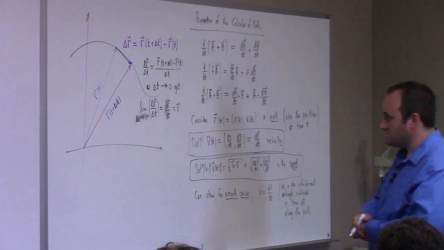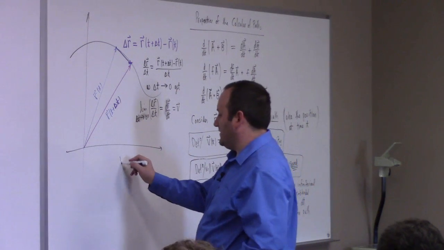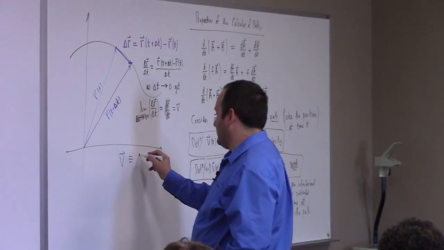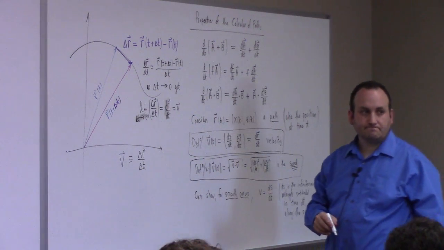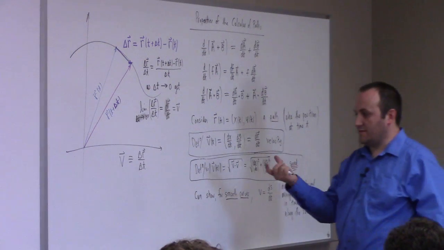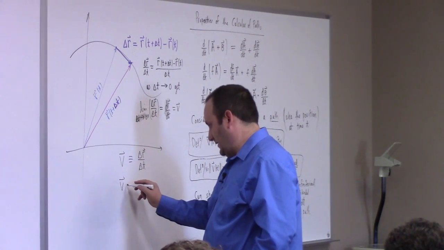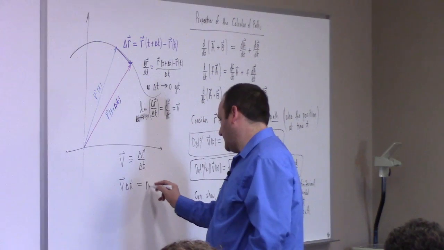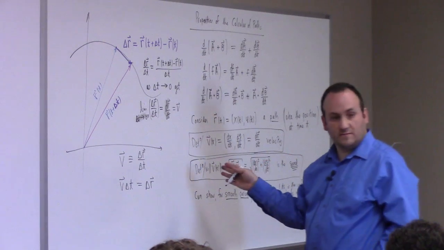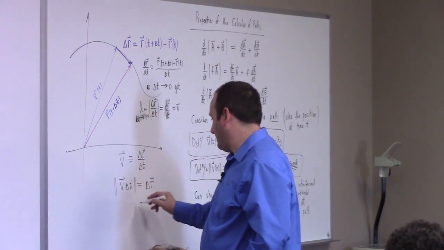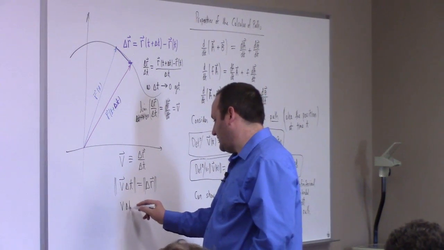But on the other hand, you can say, in other words, basically the velocity is approximately delta r over delta t, if the delta t is small enough. And what's that give us? That gives us that the velocity times delta t is equal to delta r. So take the magnitude of both sides. What's the length of this? Well, the length of this is exactly the speed times delta t.